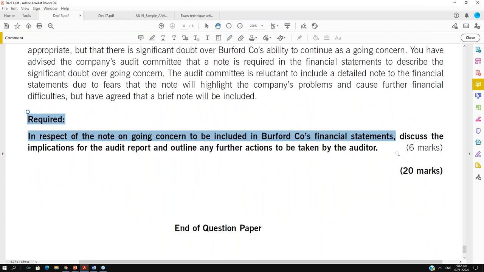Can you read the requirements of the B part quickly in front of your screen for 6 marks? Okay, can all of you see the question on the screen? And can you read the B part highlighted in orange? So what is the examiner asking in the B part? Is he asking for the impact on reports, the implication for the report?